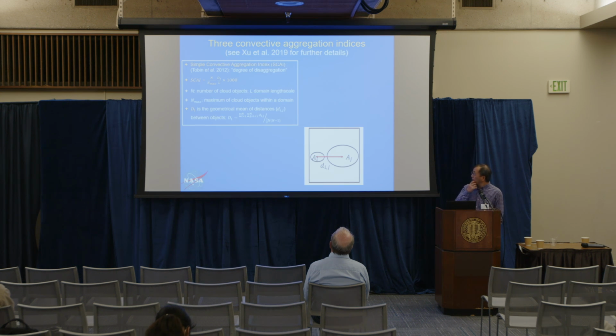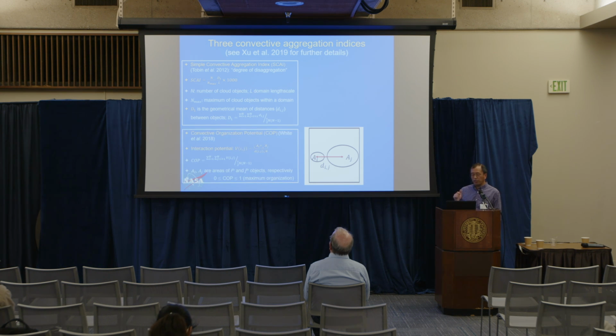And now I describe those convective aggregation indices. There's 3 of them. The first one was proposed by Tobin et al. in 2012, called the simple convective aggregation index. So basically, it's a normalized number of cloud objects times the normalized distance between objects versus domain size.